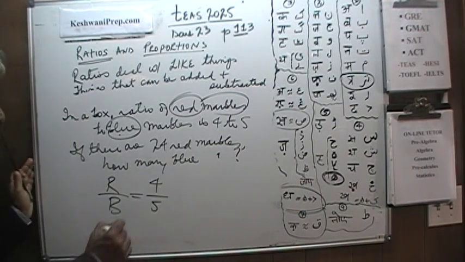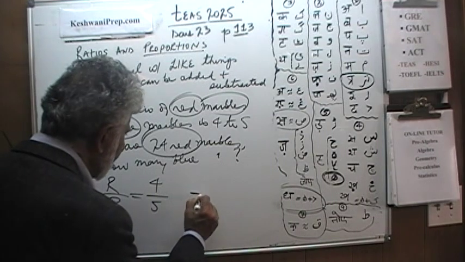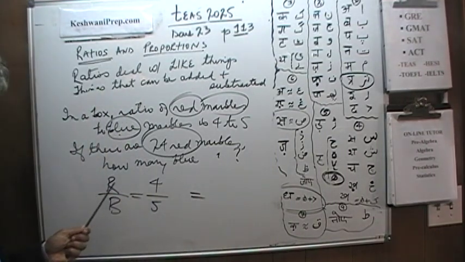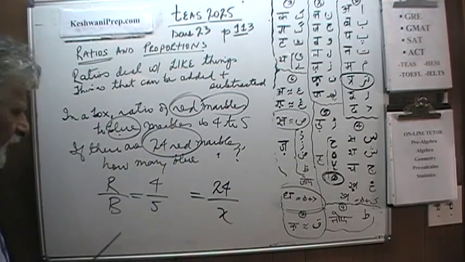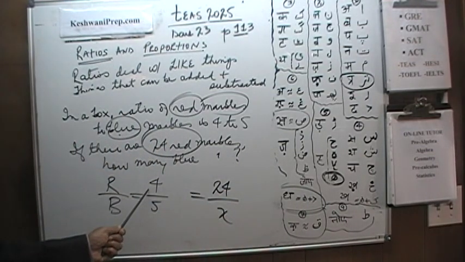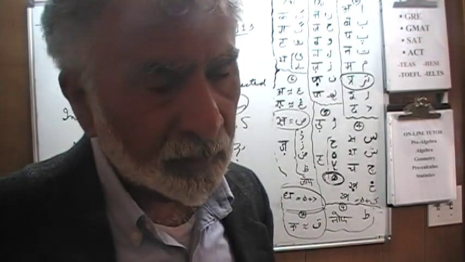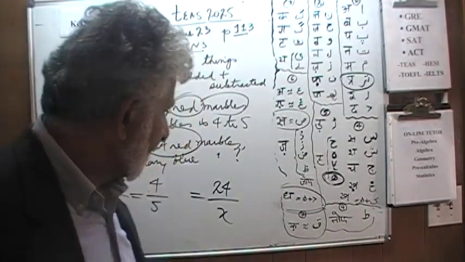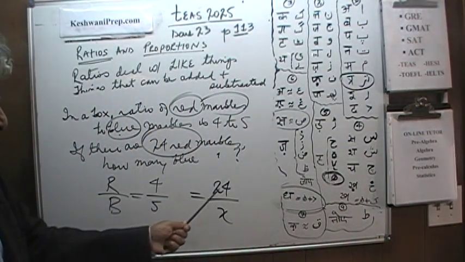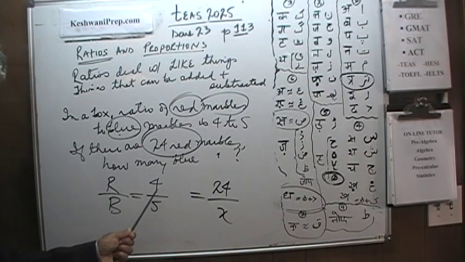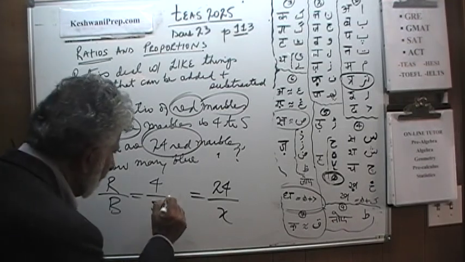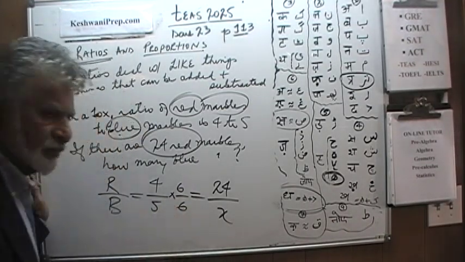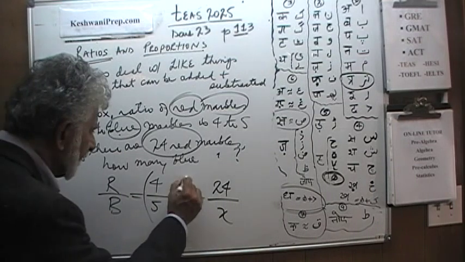We are told that there are 24 red marbles. This is where you have to pay attention. Red is mentioned, so on the top goes 24. The question is how many blue marbles we have. So we need to scale up this ratio by a factor of, well, that's what we have to figure out. What do we need to multiply 4 by to make it 24? 24 divided by 4 is 6. So you scale it up by a factor of 6. There we go.